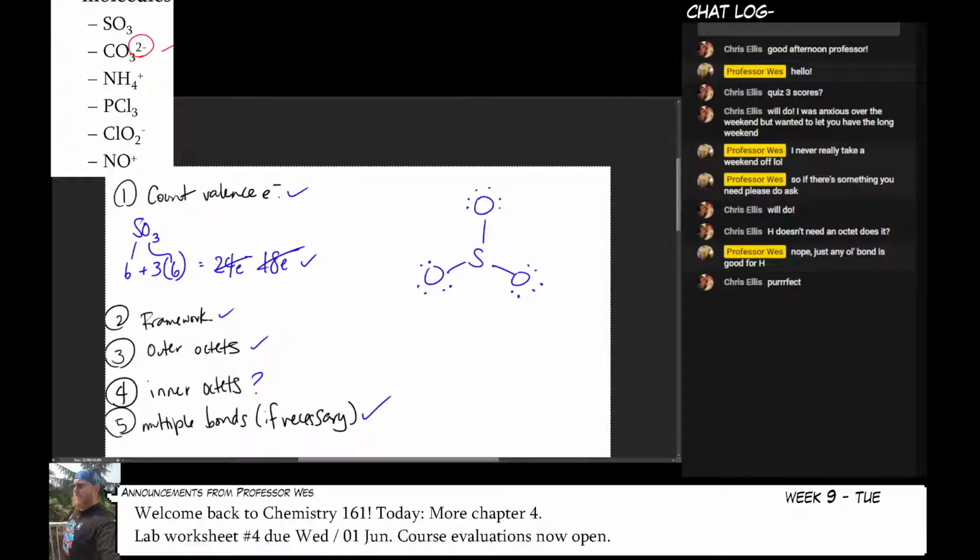So I'm going to pick any bond. I'm going to start with this one. And I'm going to remove 2 electrons from this atom, and I'm going to move them into the bond to make a double bond. And now everything has an octet, and so the structure is done. So this would be the Lewis structure I would expect for SO3 at this point. All right, so we got that. We can erase it now. And we'll do the next one.